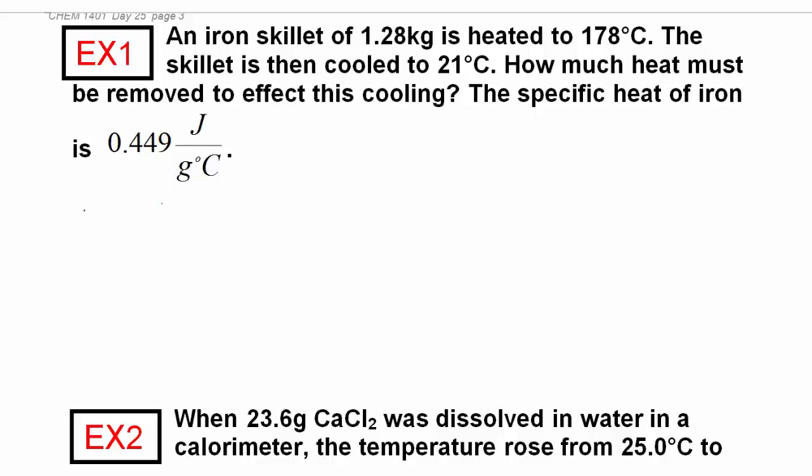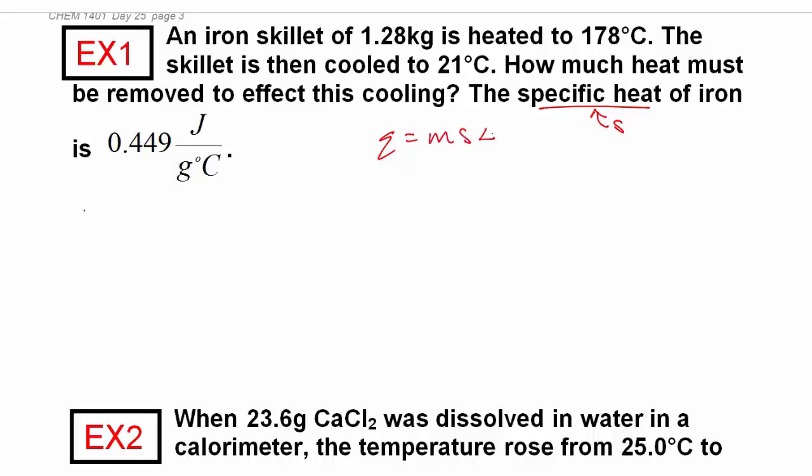An iron skillet of 1.28 kilograms is heated to 178 degrees Celsius. The skillet is then cooled to 21 degrees Celsius. How much heat must be removed to affect this cooling? And here's the specific heat of iron, 0.449 joules per gram degree Celsius. Okay, so they gave us specific heat. So you know I had little symbol S. You know we're going to be using this equation then.